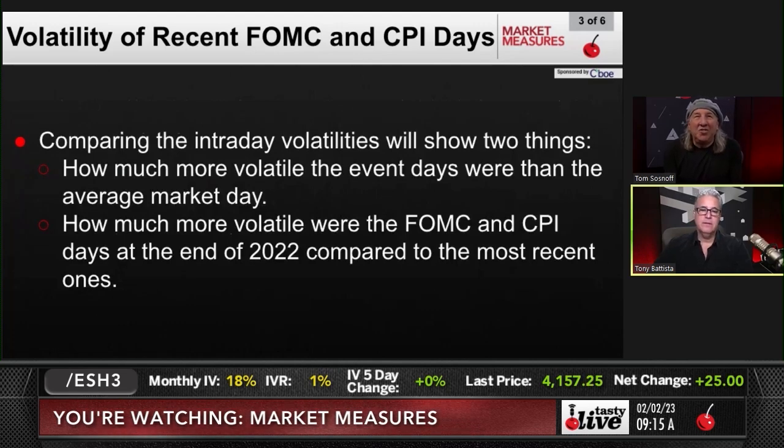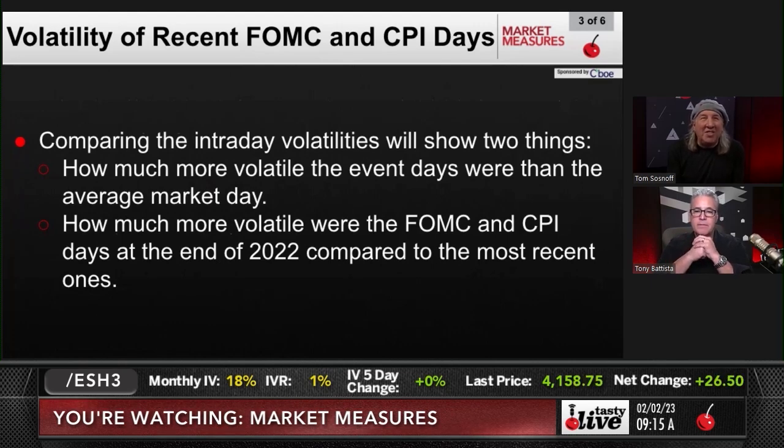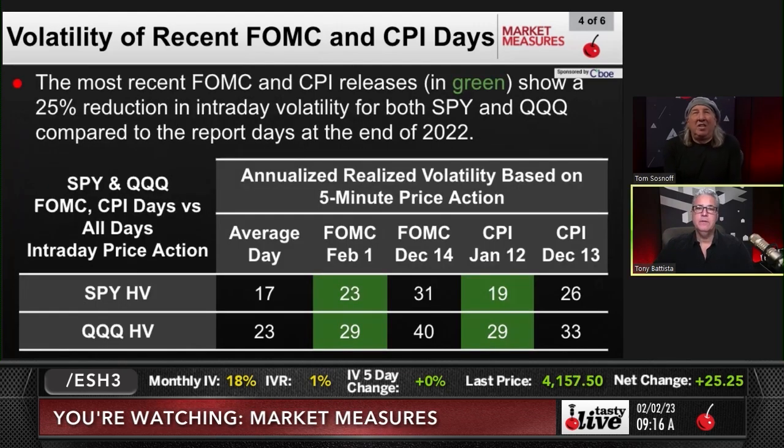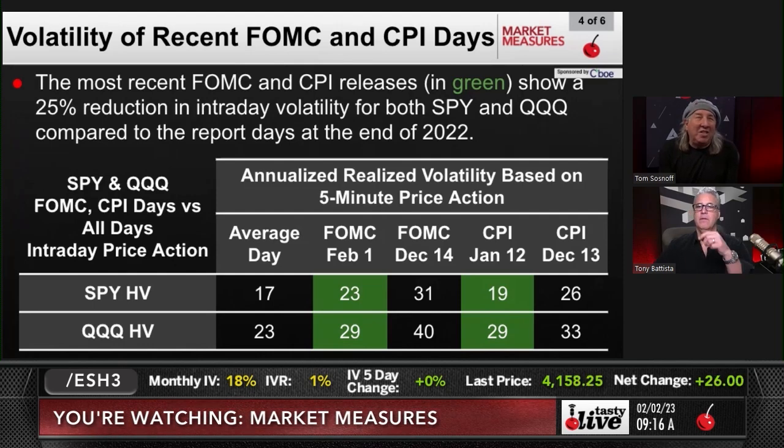Comparing the intraday volatilities will show two things. First, how much more volatile the event days were than the average market day. And second, how much more volatile the FOMC and CPI days were at the end of 2022 compared to the most recent ones. Okay, I'm curious about this. I am too. Here we go. The most recent FOMC and CPI releases in green below show a 25% reduction in intraday volatility for both the SPY and the QQQs compared to the report days at the end of 2022.